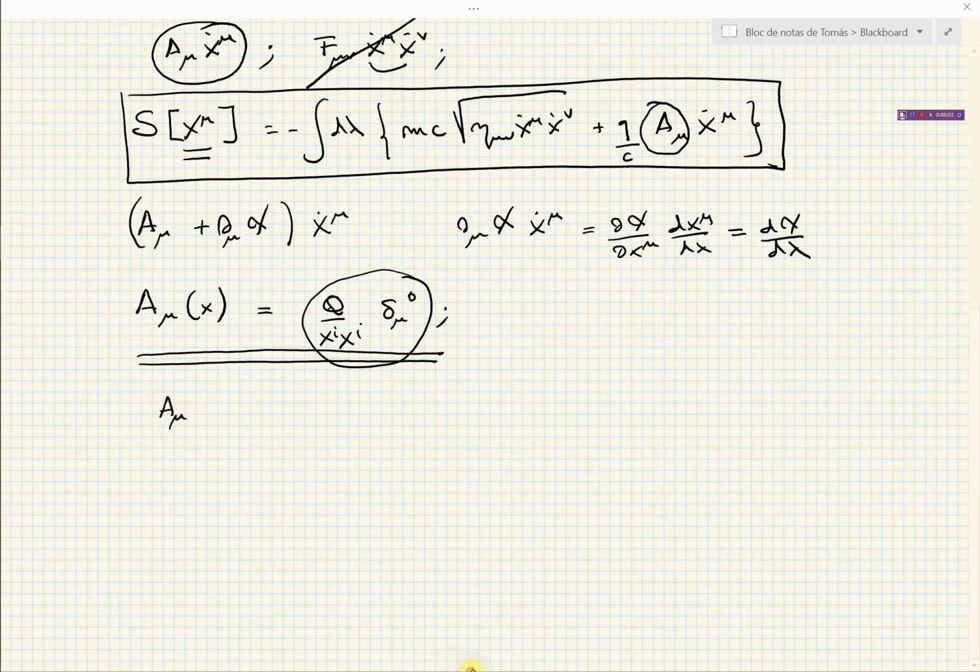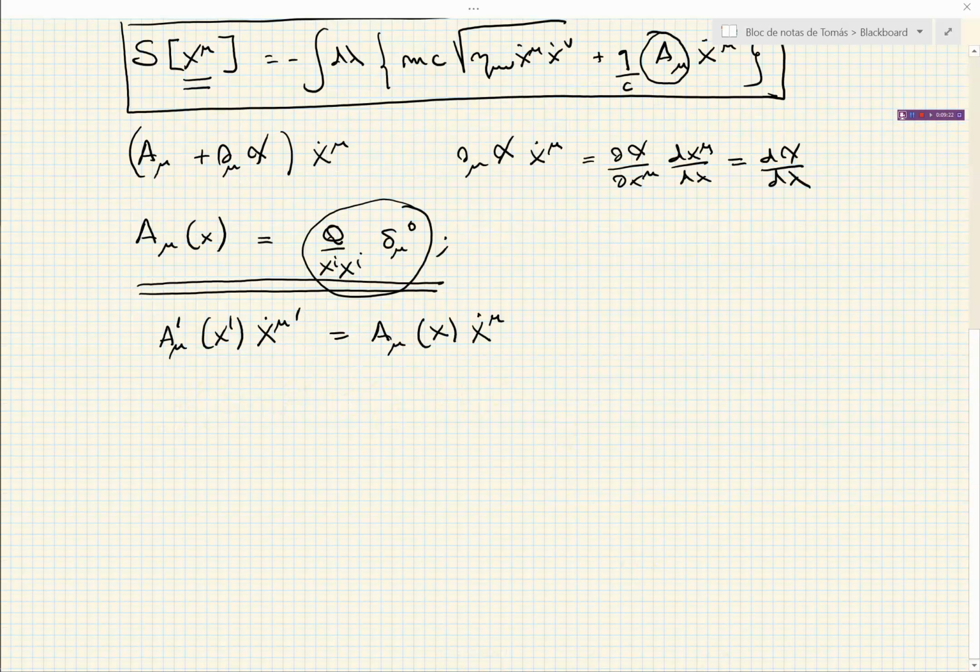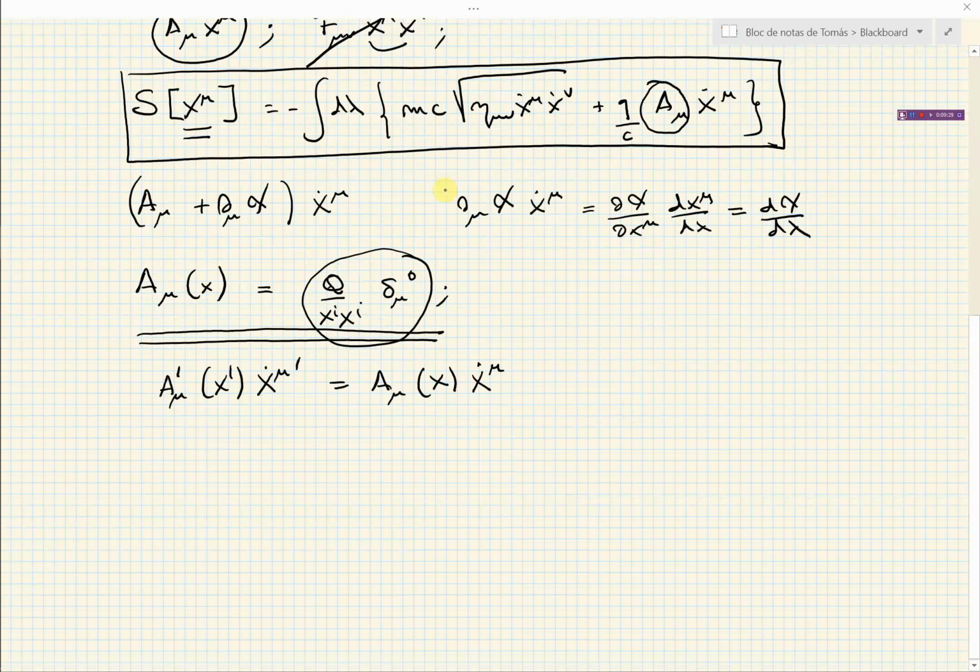Just A mu prime of x prime, x dot mu prime will have the same value as this. However, the expression will be different. If we perform a translation, clearly the form of this field will be different. So the Lagrangian will be different, the form will not be preserved, and performing a Poincare transformation will not be a symmetry of this particular Lagrangian, at least with this field.